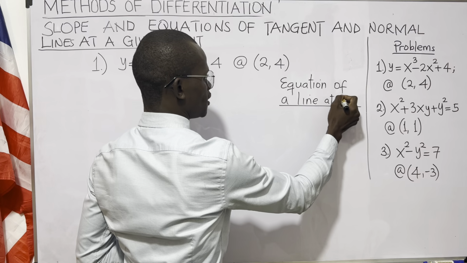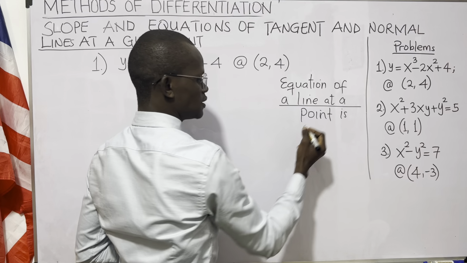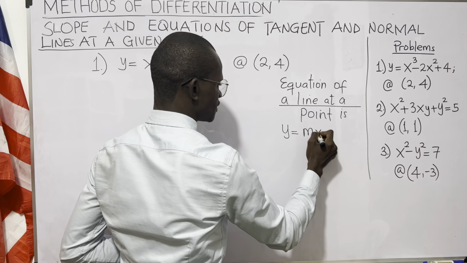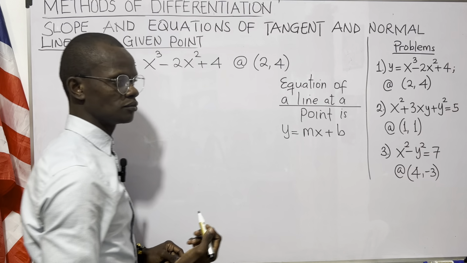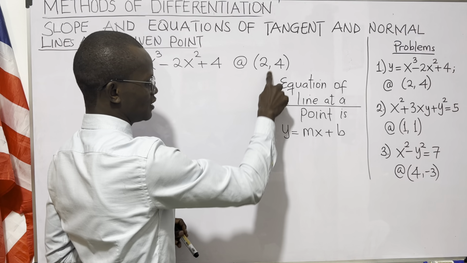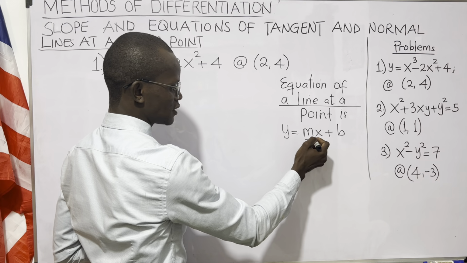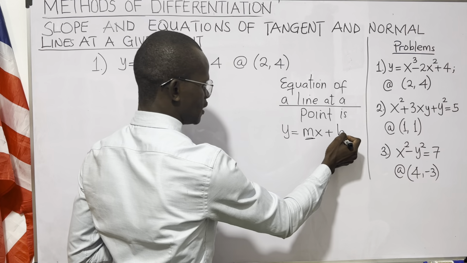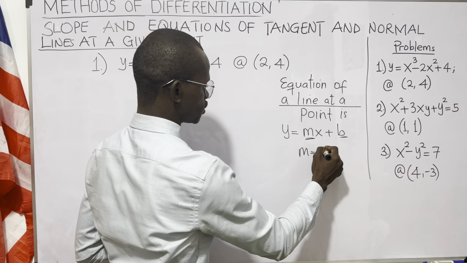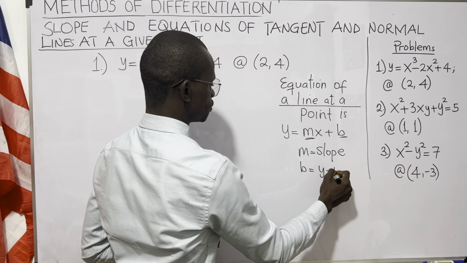at a point is given by y equals mx plus b. So an equation of a line at a particular point is given by y equals mx plus b, where m is the slope and b is the y-intercept. That is, m is equal to the slope and b is the y-intercept.